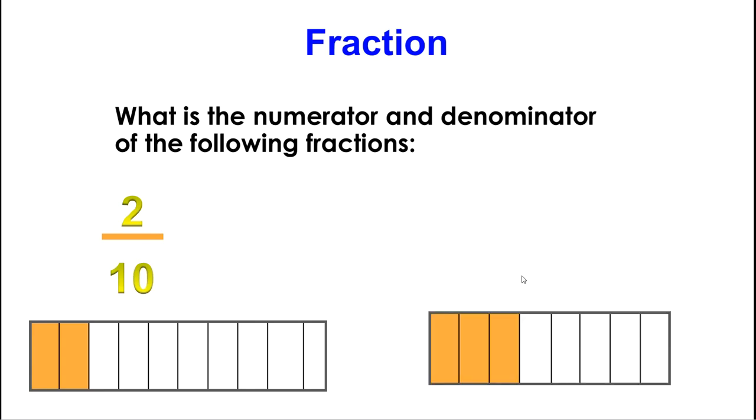Let's take a look at another example. Here, this one has been divided into 8 equal parts, but 3 of them are colored in. My numerator is 3 and my denominator is 8.